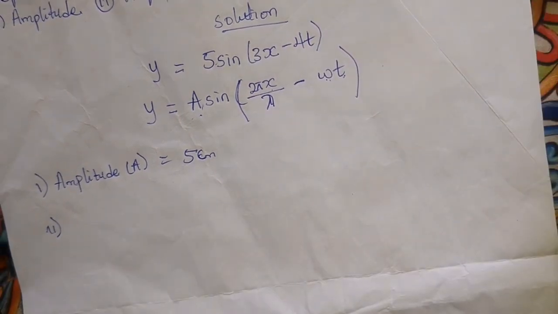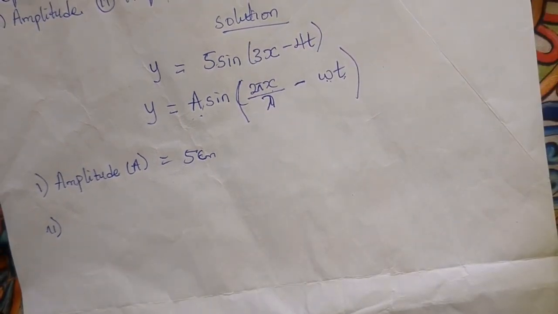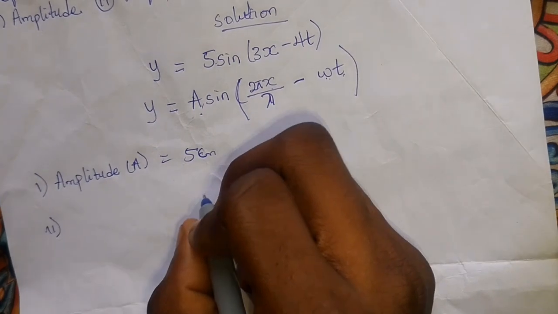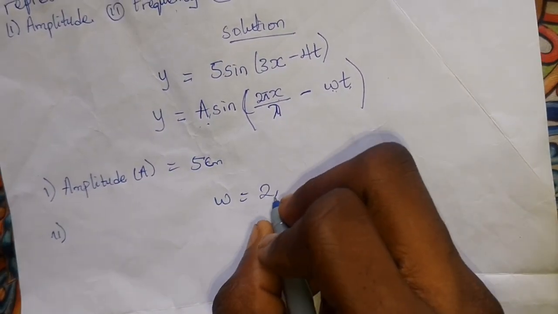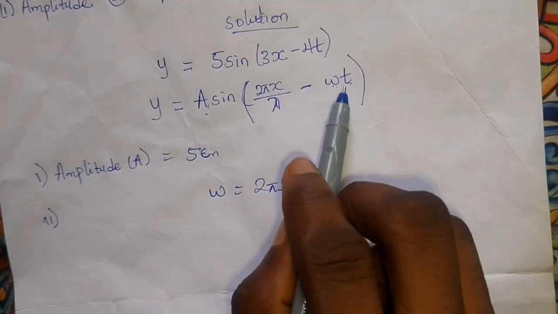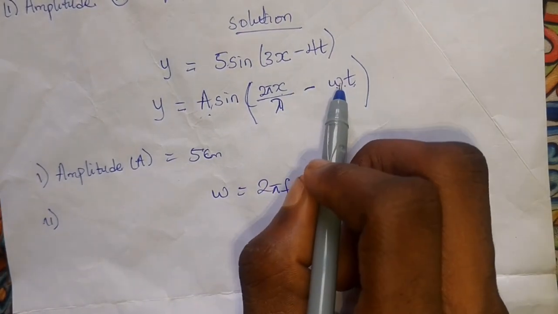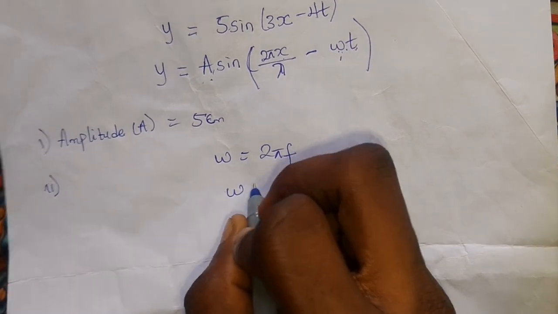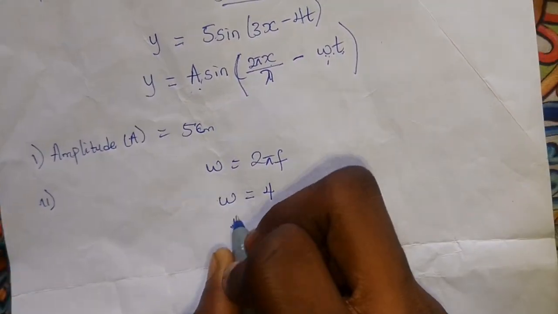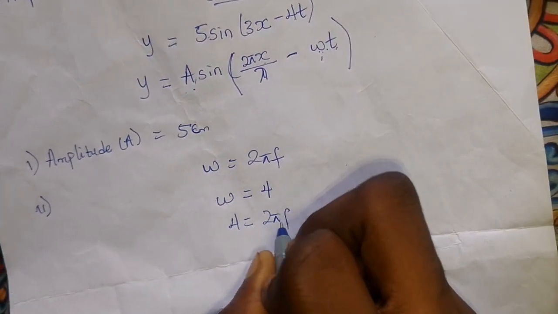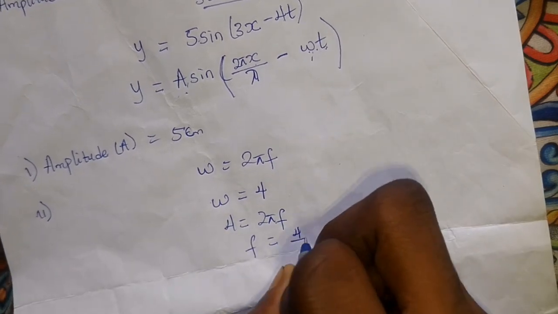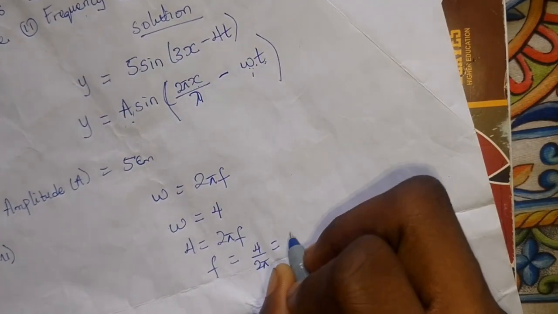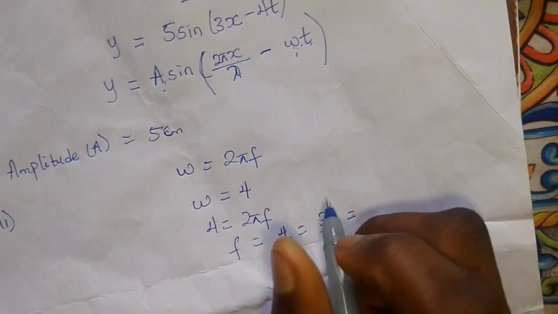Of the wave. So before we do that, we can find the angular speed of the wave. Remember that omega is equal to 2 pi f, and we have omega in this equation, so we can equate to this. If you look at it, we have minus 4t and we have minus omega t, so we can conclude that omega is equal to 4. So 4 is equal to 2 pi f, then f is equal to 4 over 2 pi, giving us 2 over pi.